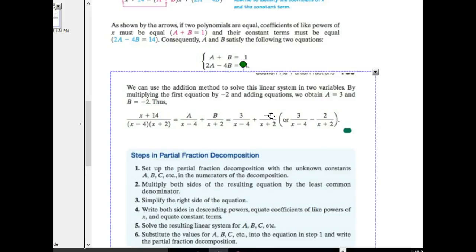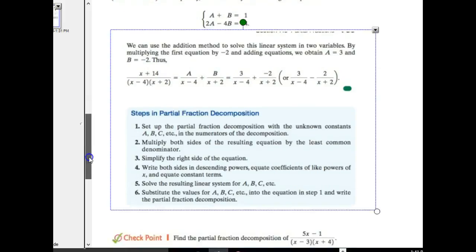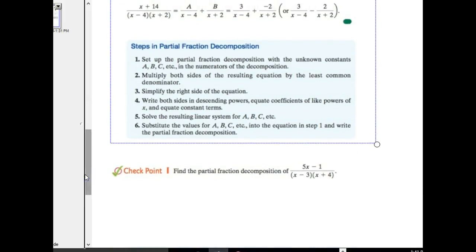So it could be written this way right here, or it could be written 3 over x minus 4 minus 2 over x plus 2. Both of those are actually saying the same thing. Now, this part in blue is what literally you're going to do. It's telling you the steps to do partial fraction decomposition, and if you follow those step by step by step, then you will get the answer.